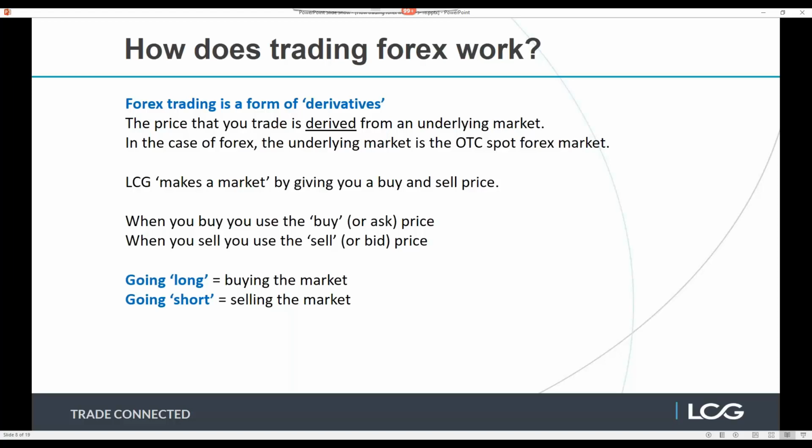Now, as you can imagine, it's a very competitive marketplace. LCG is not the only one doing this, so the net result is that the prices you get are pretty similar across the marketplace. Obviously, if they weren't, a client would be able to buy in one place and sell in another. So the buy and sell price are generally pretty similar, but you've got to be aware that it is LCG making those prices.